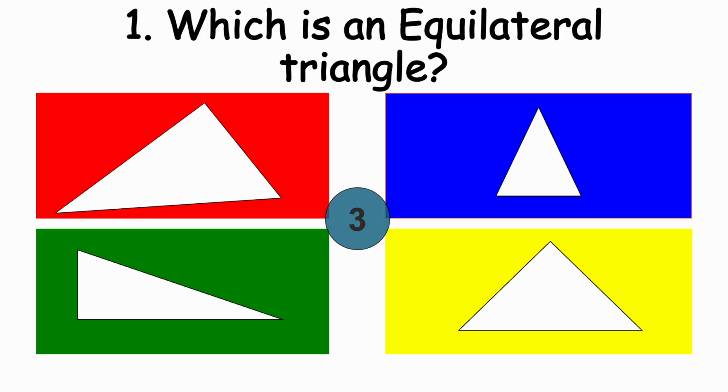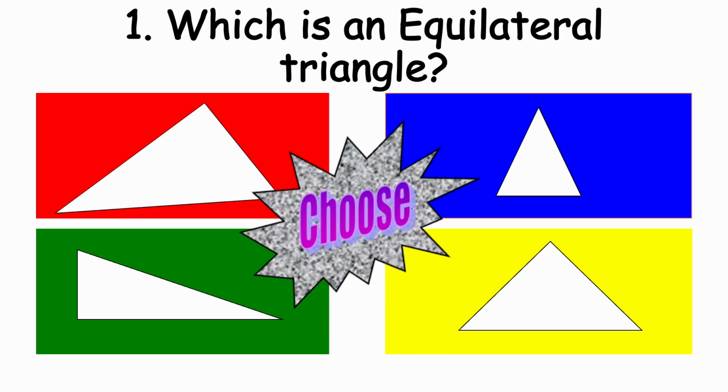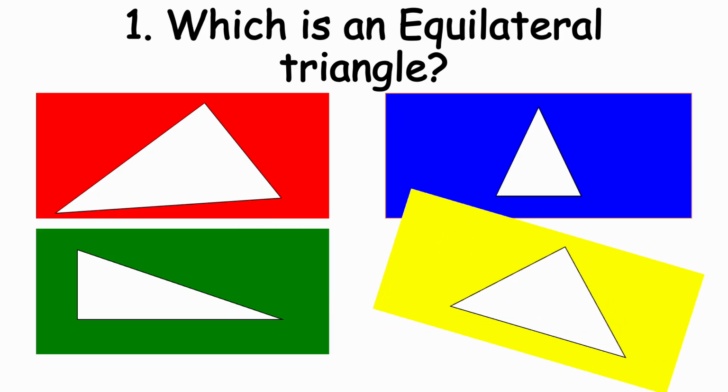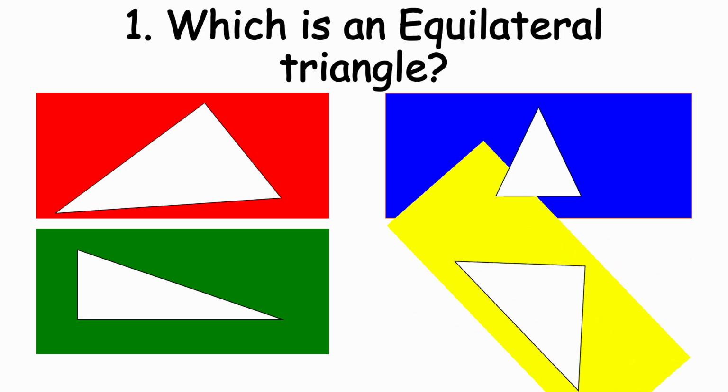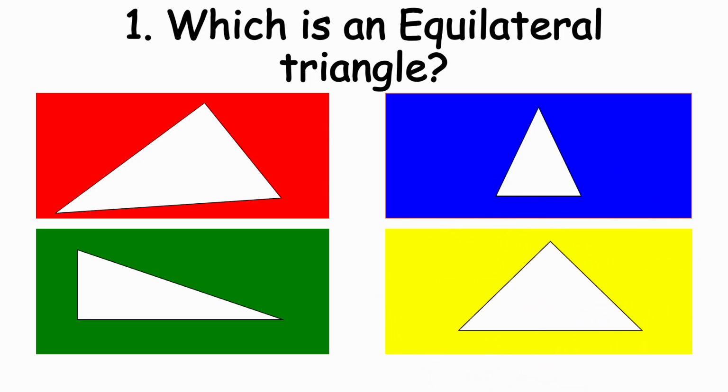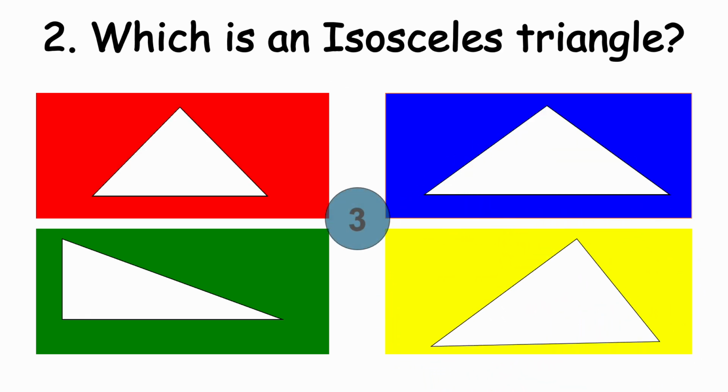Can you identify which of these triangles is an equilateral triangle? 3, 2, 1. Choose. Can you identify which of these triangles is an isosceles triangle? 3, 2, 1. Choose.